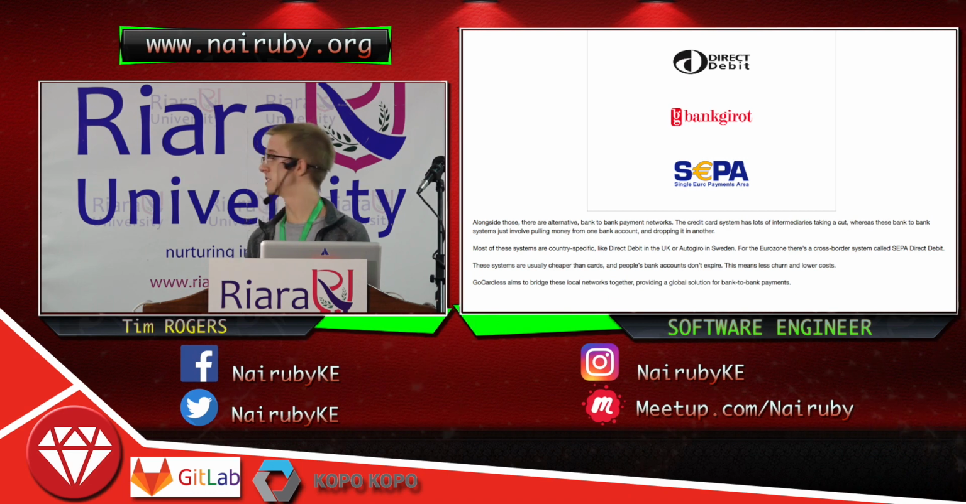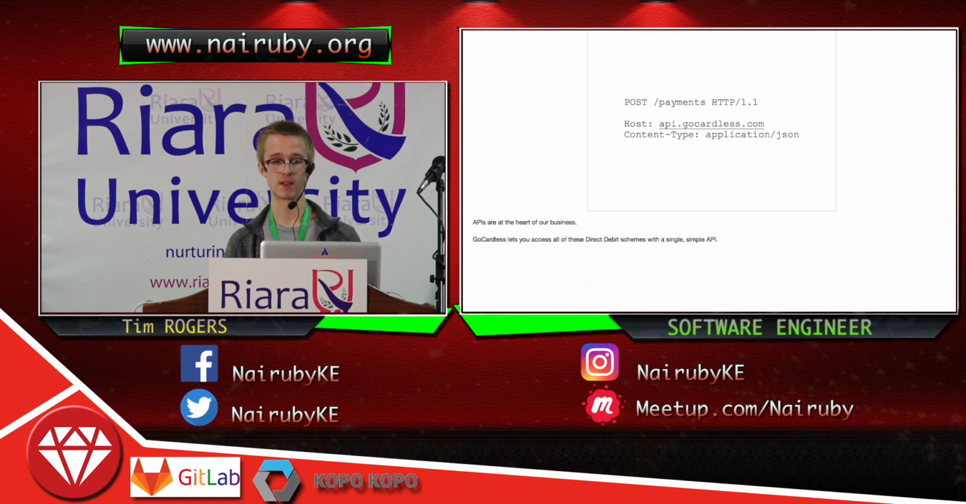The aim of GoCardless is to build a really simple API that bridges these national payment networks together so that you can do one integration and collect payments anywhere. APIs are at the very heart of our business, as we want to allow you to access these networks with a simple, beautiful API. Building APIs, I think, brings some particular software engineering challenges, especially when users are relying on your API to run their business.